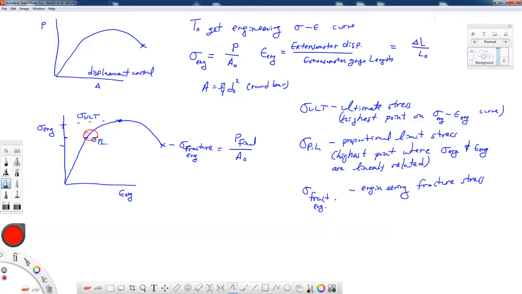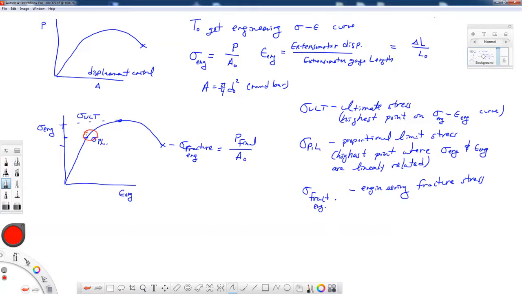So we need some way to estimate where we might have the beginning of permanent deformation. And even if we could load it and unload it, the point at which we start to have permanent deformation really depends on the sensitivity of our measuring equipment anyway. So we're going to use an approach called the 0.2% offset yield stress method to give us an estimate of where our yield stress might be for this kind of material.